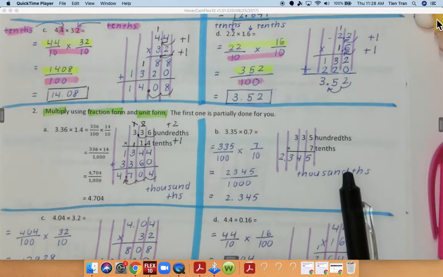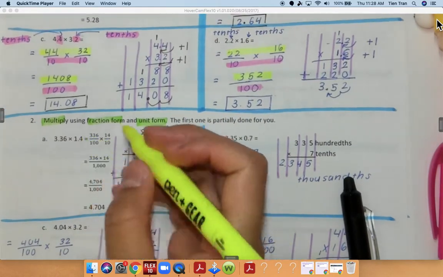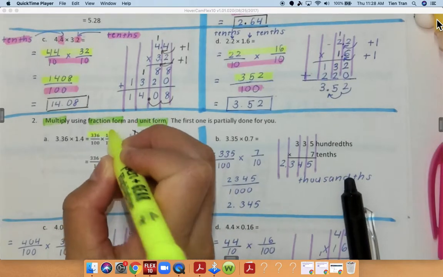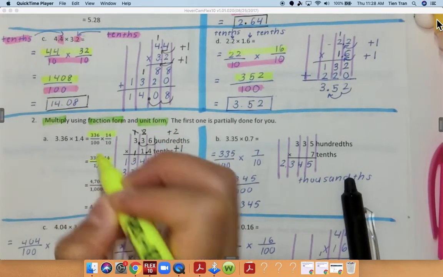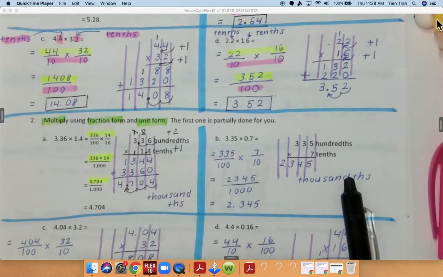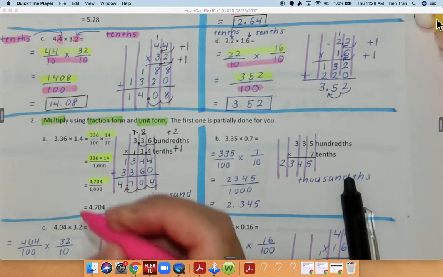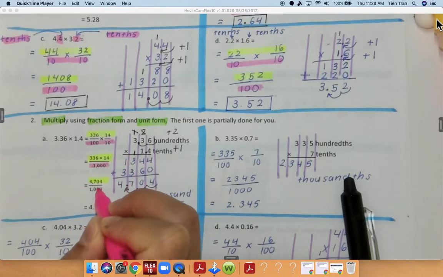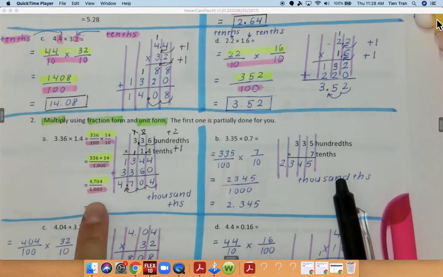So if you were to do it the fraction form way, you are going to multiply 336 times 14, and that is going to give you 4,704, and you multiply 100 times 10, it's going to give you 1,000.